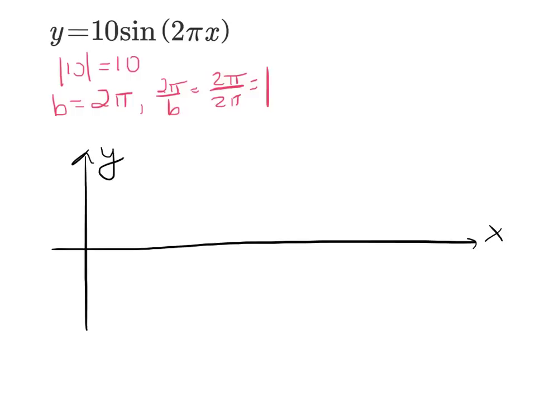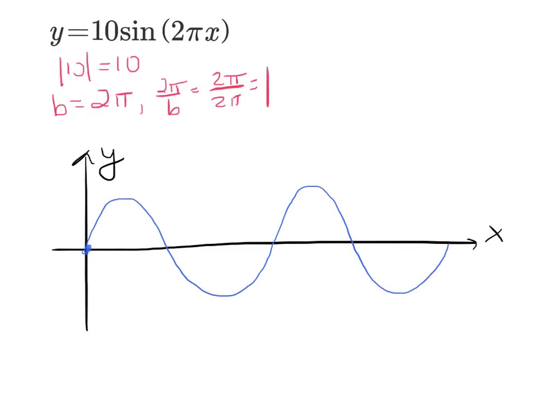So here's x and y. We're going to draw 2 cycles of sine. Starting at the origin, here's 1 cycle, 2 cycles. All right, amplitude is 10, -10. And now watch what happens here. This says that 1 cycle has a length of 1 unit. So here's 1 cycle. It has a length of 1 unit. So the second cycle would end at 2.